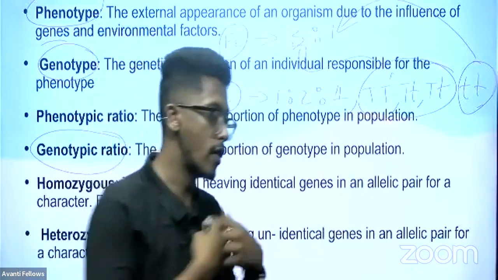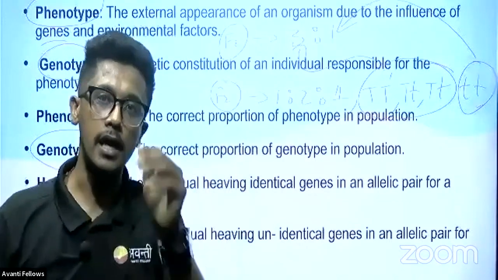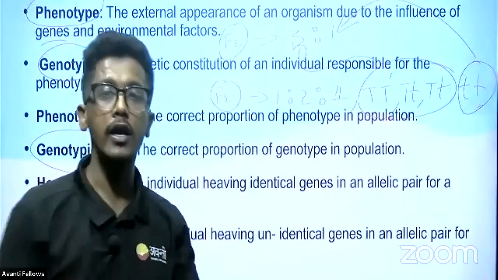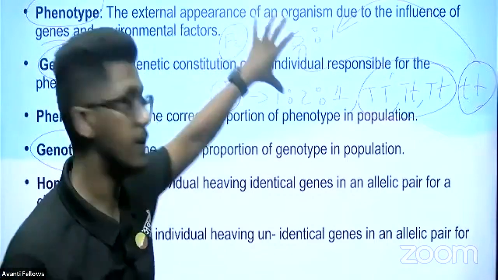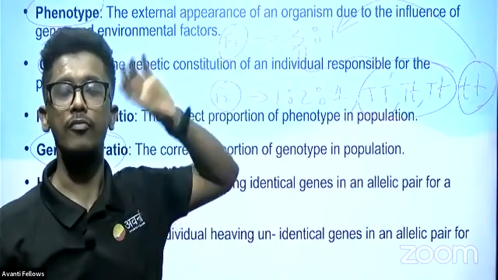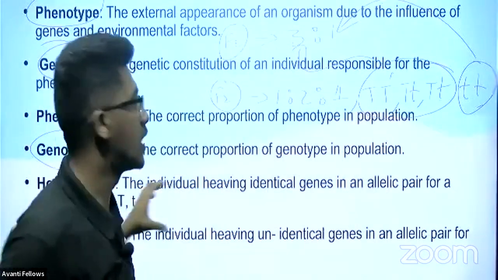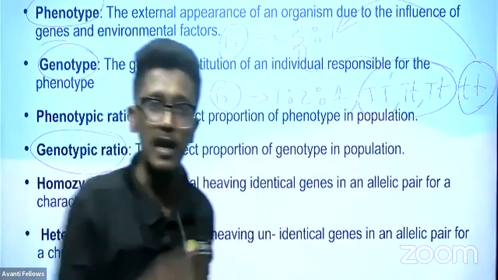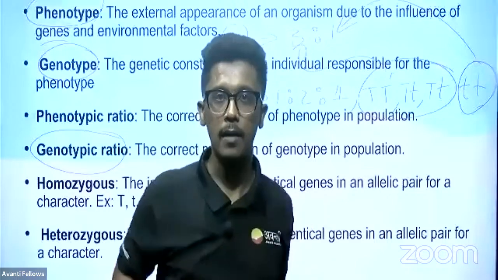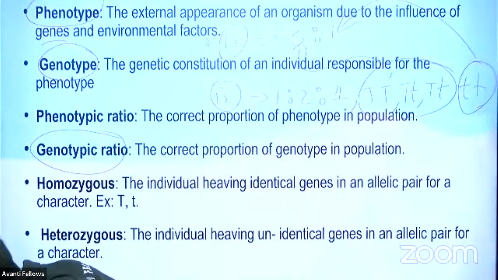So when I talk about a genotypic ratio, I represent it by the common or different genetic makeup in a population. In phenotypic ratio, physically, how much of my population I can divide into groups. In genotypic, genetically, how many similar groups I can make with respect to the genetic makeup. So this is called genotypic ratio and this is called phenotypic ratio.